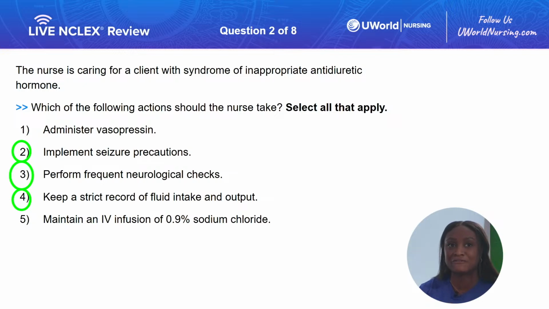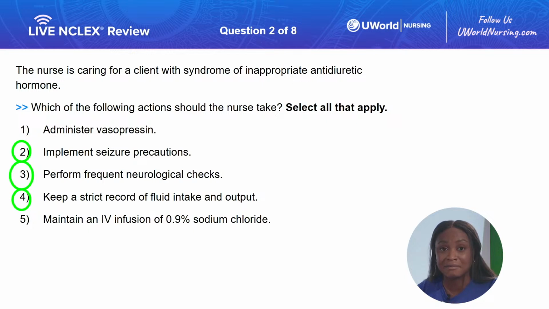Options 2, 3, and 4. For a client with syndrome of inappropriate antidiuretic hormone. So, syndrome of inappropriate antidiuretic hormone. What is that? Let's break it down. Antidiuretic hormone is when you hold on to your fluid, hold on to your water, because your kidneys need that fluid for whatever reason.